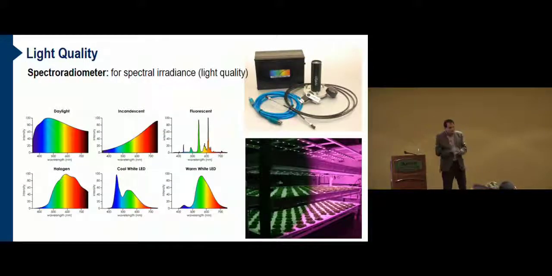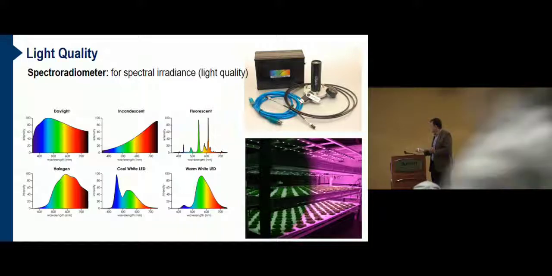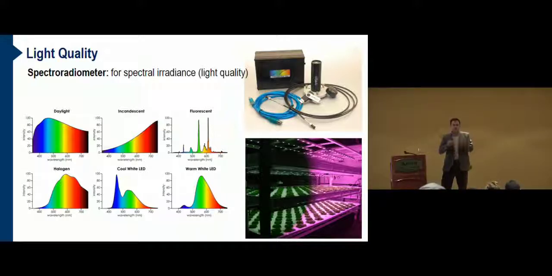When we talk about light quality, and if you're interested in the full spectrum, under, for example, supplemental lighting applications, then a spectroradiometer sensor is used to look at the full spectrum of the light.